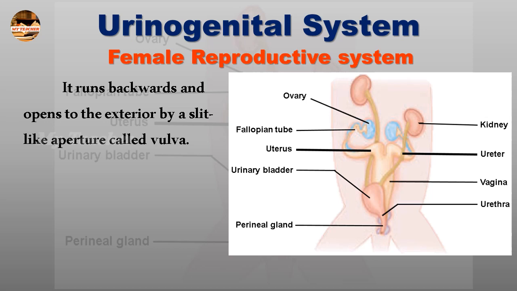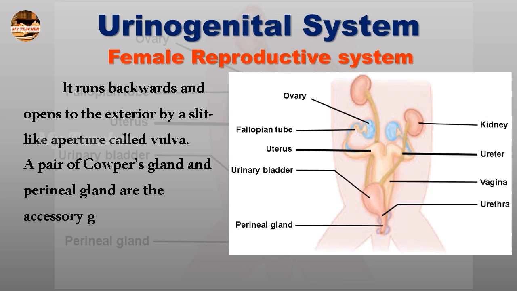Which are the accessory glands of female reproductive system? They are Cowper's gland and perineal gland.